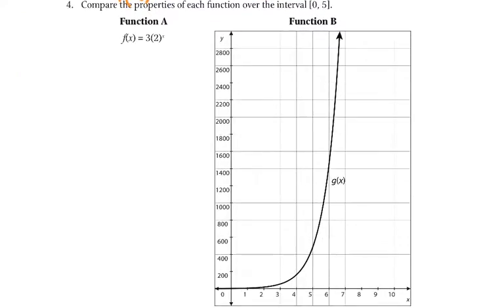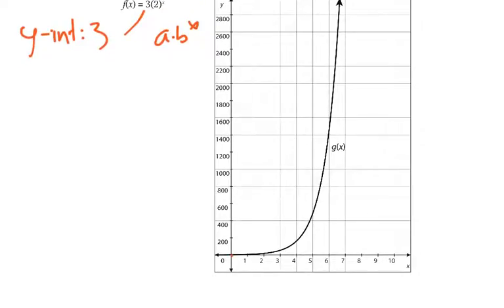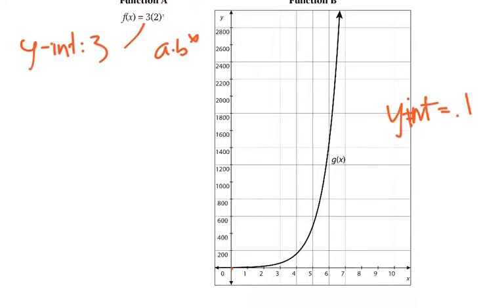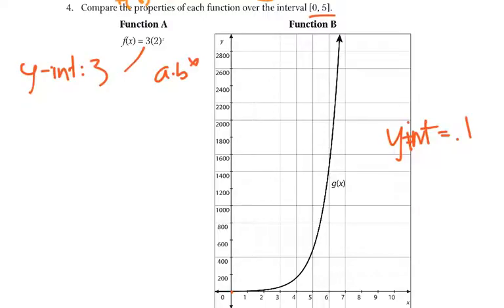Okay, number 4. Compare the properties of each function over the interval 0 to 8. Okay, so y-intercept, a times b to the x, so 3, so y-intercept of 3. Function b, y-intercept of almost 0. That 0 would be the asymptote, so it's right above. So I would say our y-intercept equals like 0.1. You probably could write 0 if you really wanted to, but we technically shouldn't. Okay, but for figuring out like this, it's basically 0.